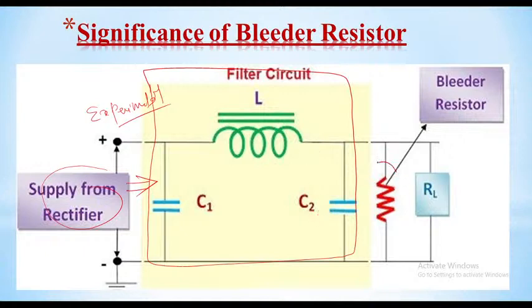Observe here, it is a bleeder resistor. This bleeder resistor will be connected in parallel with this capacitor. It is a load resistor. In this way, we have to connect the bleeder resistor in parallel with the circuit. It is a filter circuit, which normally consists of inductors as well as capacitors.